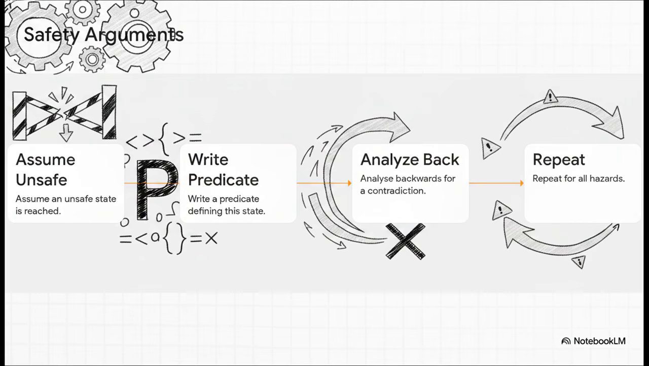Step 1, we deliberately assume that an unsafe state has actually been reached. Step 2, we write a predicate defining this unsafe state. Now, a predicate is simply a logical expression or a mathematical condition, something like variable x is greater than 10. Step 3, we analyze the code backwards from that point to find a logical contradiction. And step 4, we just repeat this process for all the identified hazards.